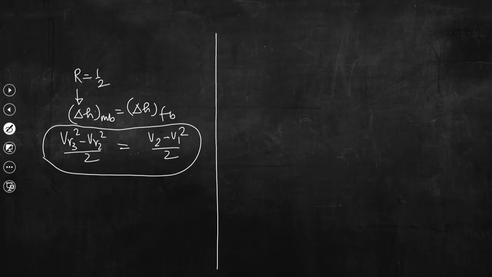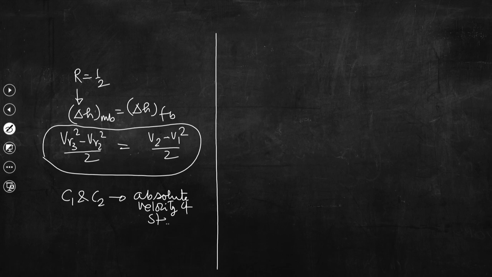But for the present analysis, we will be using the terminology C1 and C2 as the absolute velocity, and W1 and W2 as the relative velocity of steam.